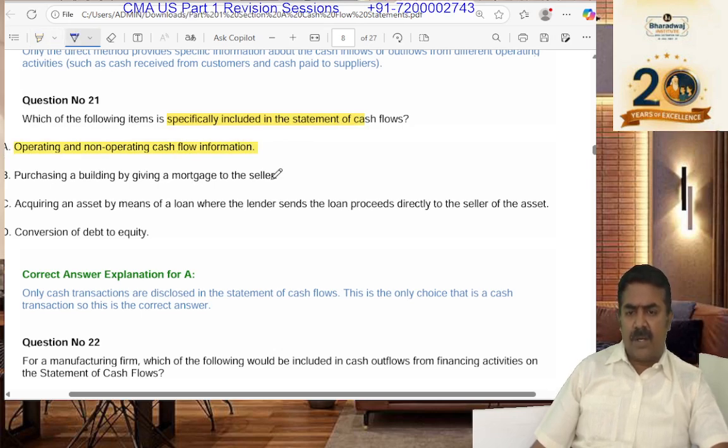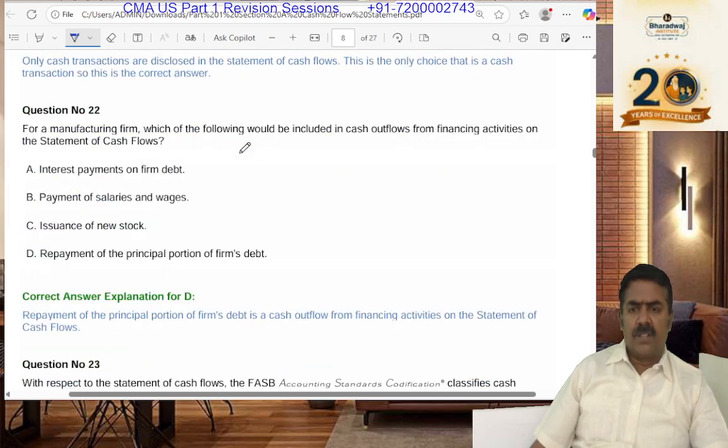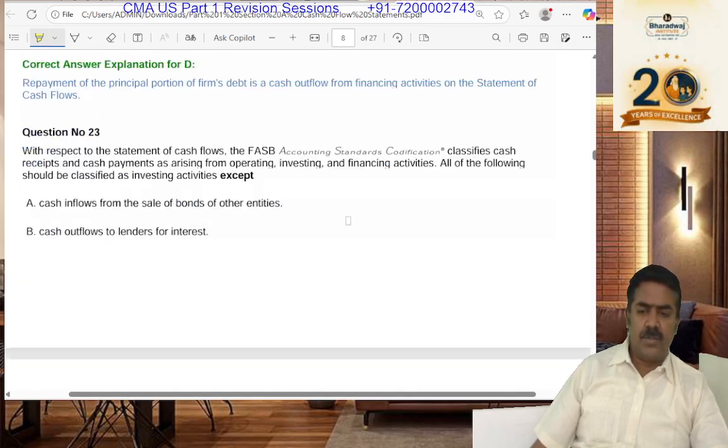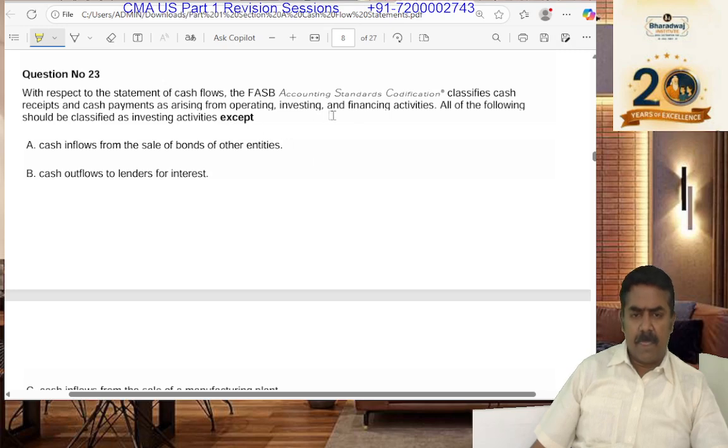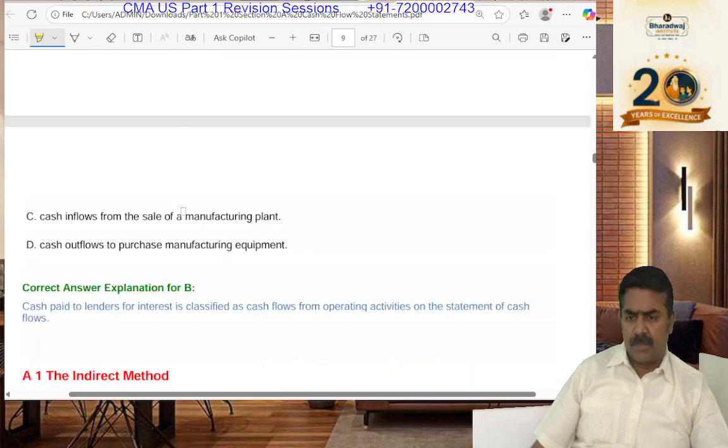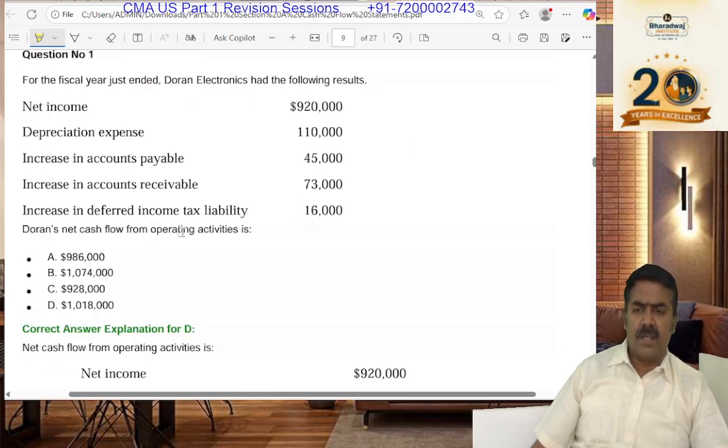Purchase of a building by a mortgage seller, acquisition of assets by means of conversion of debt. All these are non-cash items. Only this one has cash flow. For a manufacturing firm, the cash outflows are from which activity? Financing activity, they ask. Issuing shares is a financing activity. Interest is an operating activity.